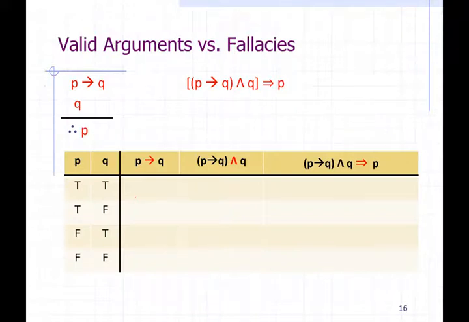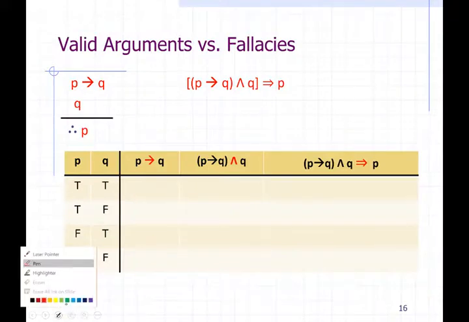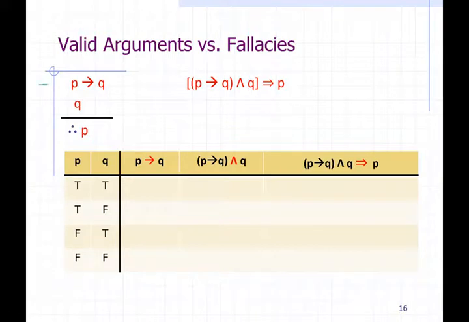So we have: if it is sunny, then I go to the beach. I am at the beach, therefore it is sunny. So these three little dots, this means therefore.